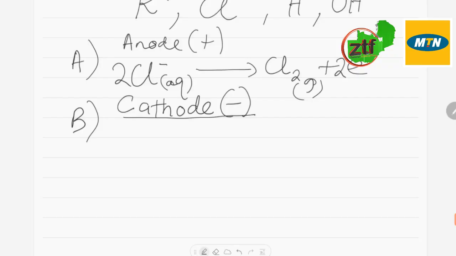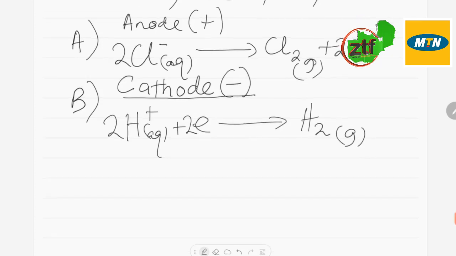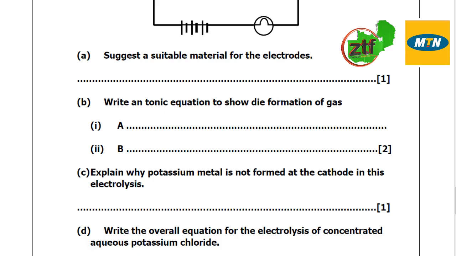So we're going to have hydrogen ion, aqueous, gaining an electron, forming H2 gas. So we balance it, 2 there, 2 here. So that is the equation for the formation of the gas at B. So we're done with question B1 and B2. So this was B1 and this was B2.